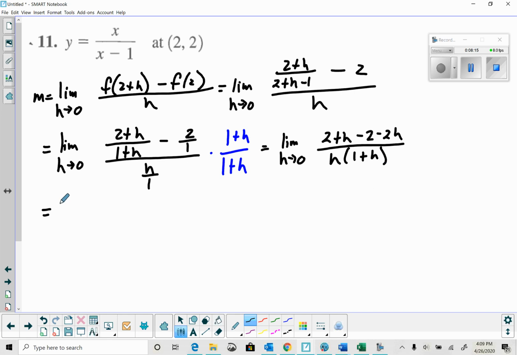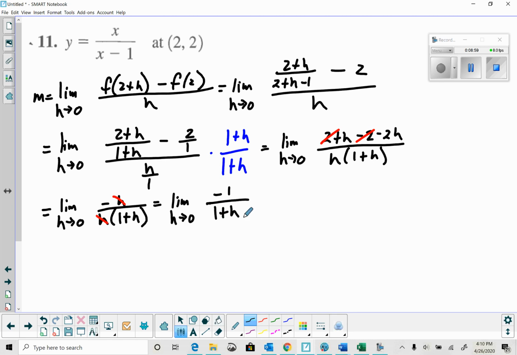Again, if that's going too fast, rewind. Combining like terms in my numerator here, it's h, negative 2h. That's negative h. Reduce. So this gives me negative 1 over 1 plus h.